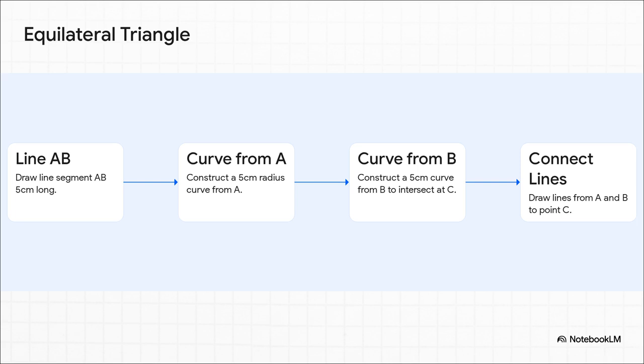Next, take your compass, set the radius to 5 centimeters, place the point right at A, and draw a curve above the line. Then, without changing that compass setting at all, move over to point B and draw another curve to intersect the first one. That intersection right there, that's point C. By following these exact steps and connecting A and B to C, you guarantee all 3 sides are perfectly equal. And you didn't even need to touch a protractor.